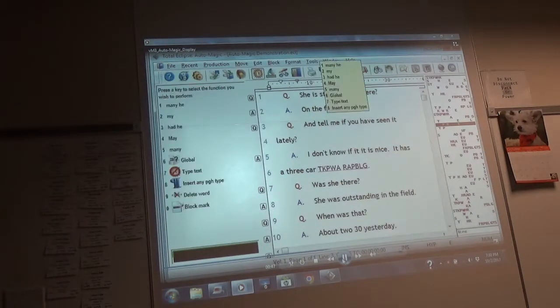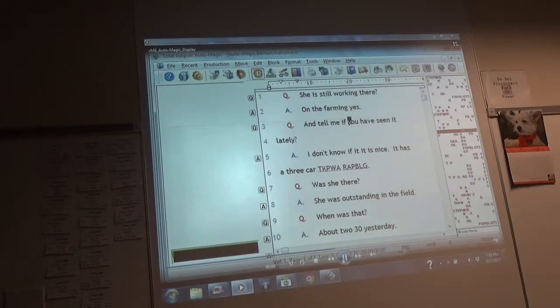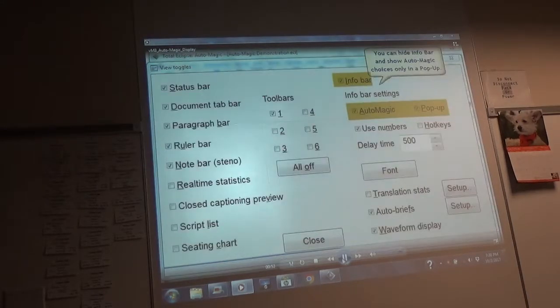The choices offered by Automagic are brought closer to where I'm looking. In fact, you can hide the info bar entirely and still see your Automagic choices only in a pop-up. See what they're telling you there?